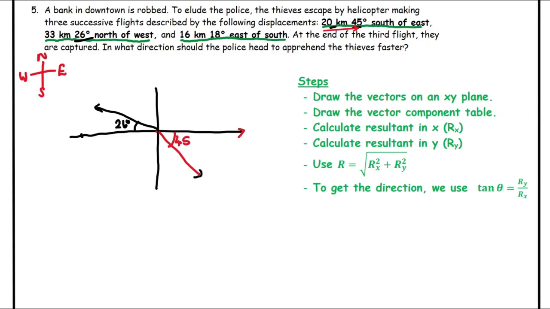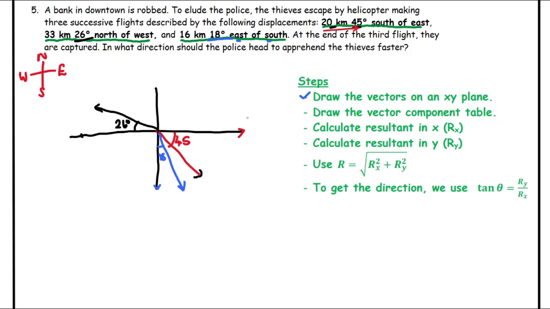The final one is 16 kilometers, 18 degrees east of south. Now, east of south means we go to the south line, then east of south, which is just a little to the east, but 18 degrees. So that's our vector, 18 degrees east of south. So we've gotten through the first step: draw these vectors on an XY plane.